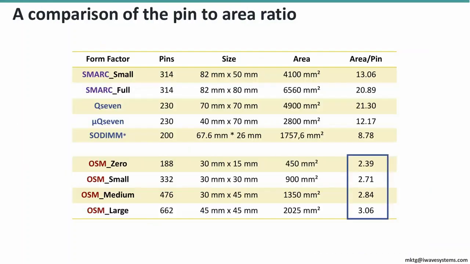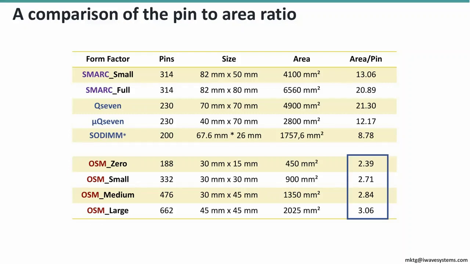And again, though we have these kind of challenges, the size and the pin density give a very nice specification for the futuristic, that's what we would say. For example, the SMARC, if you look at the area per pin, correct? Even with the smallest size, you get 4,100 millimeters square, and per pin, the area is about 13 millimeters square. Right?